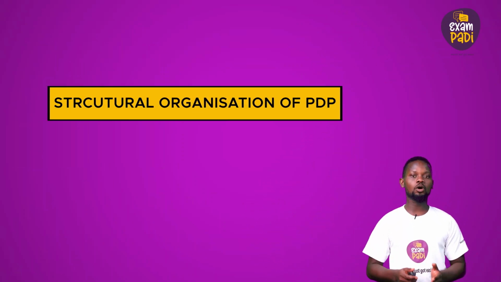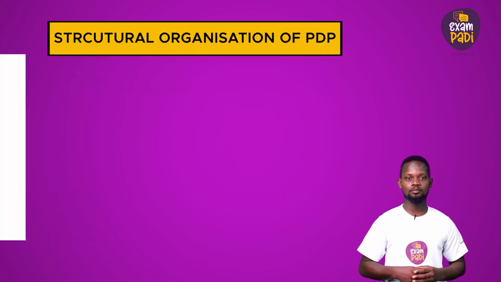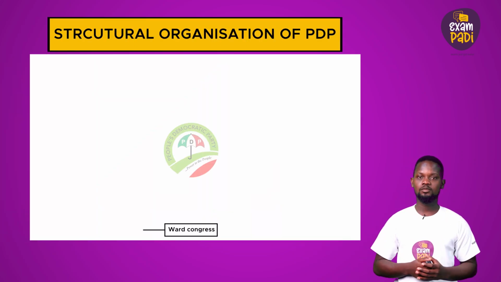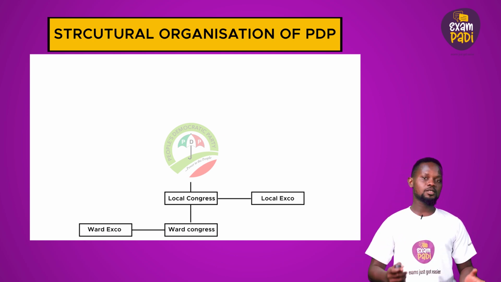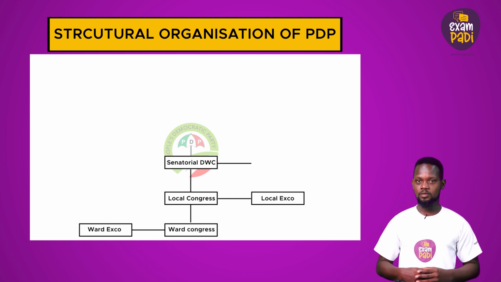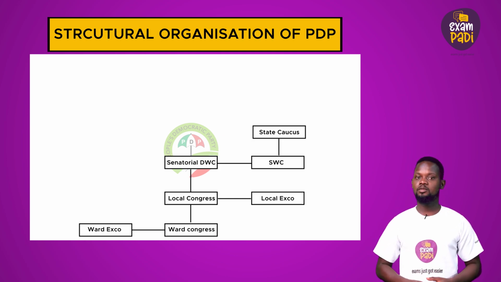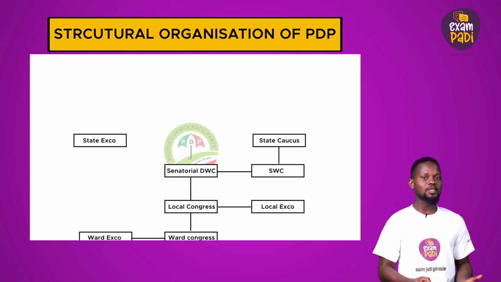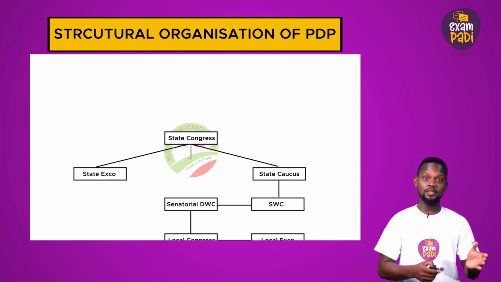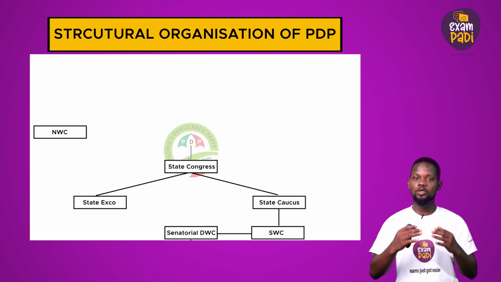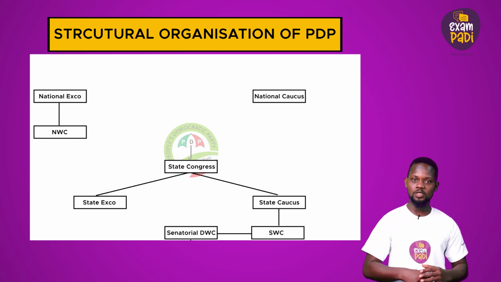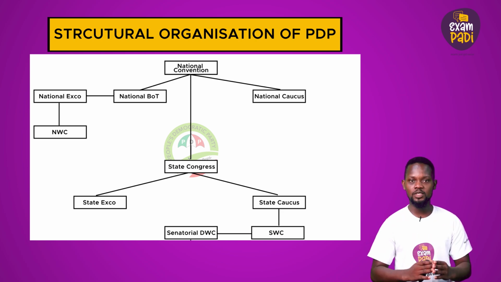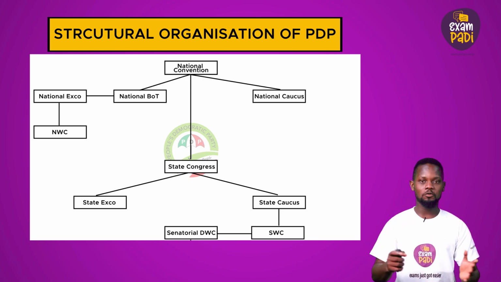Let's look into the structural organization of PDP. We have the World Congress, World Executive Committee, Local Government Executive Committee, Local Government Area Congress, Senatorial District Working Committee, State Working Committee, State Caucus, State Executive Committee, State Congress, National Working Committee, National Caucus, National Executive Committee, National Board of Trustees, and the National Convention.